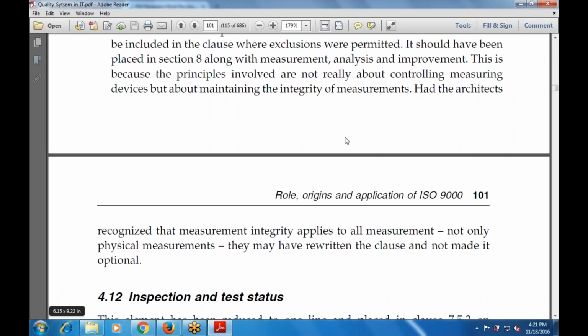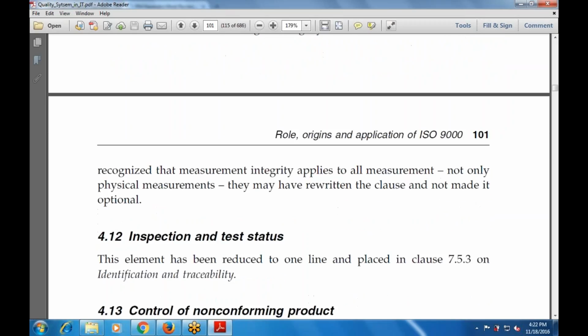The next one is inspection and test status. What is the inspection, what is the test status used here? This element has been reduced to one line and placed in clause 7.5.3 on identification and traceability. That is how to identify and how to trace, which is also a clause in the inspection and test status.